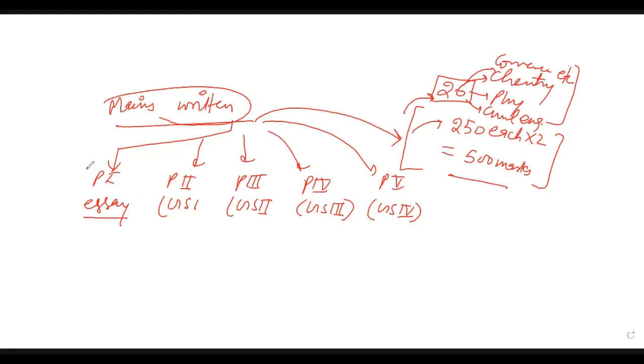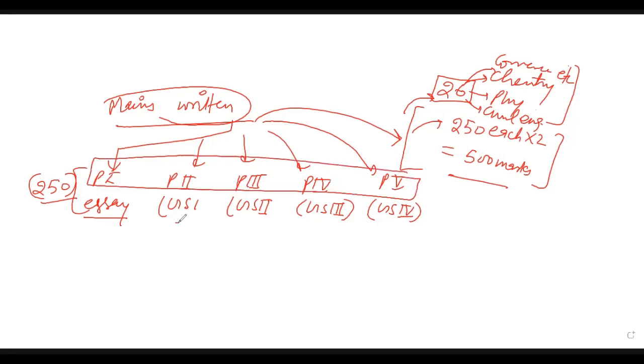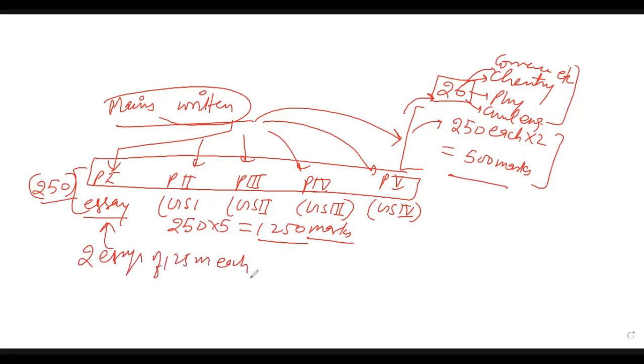Now each paper consists of 250 marks. So total GS papers are of 250 into 5, that is 1250 marks. So paper 1 is of essay. We have to write 2 essays of 125 marks each. Then GS1, GS2, GS3, GS4.